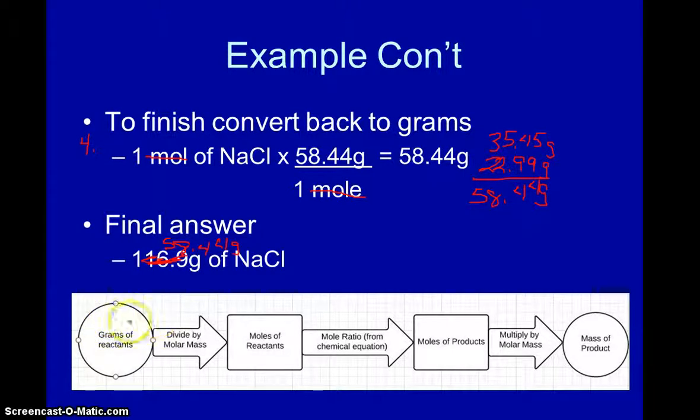So again, all of our steps right here. Step 1, we're going to start from grams, divide by our molar mass to get moles of reactants. Step 2, from moles of reactants, we go using our mole ratio to get the moles of the products. Step 3 then, from the moles of our products, we multiply by our molar mass to get our final mass.